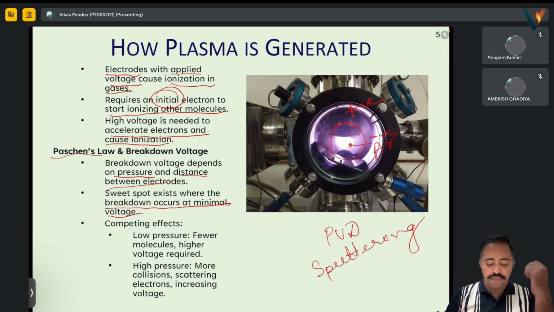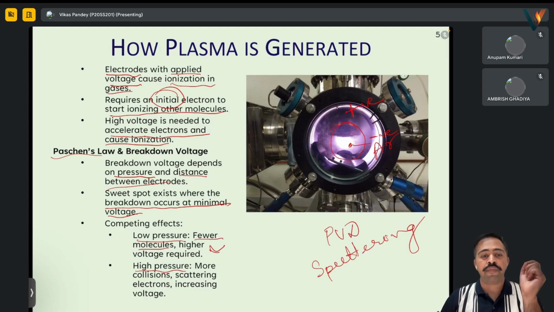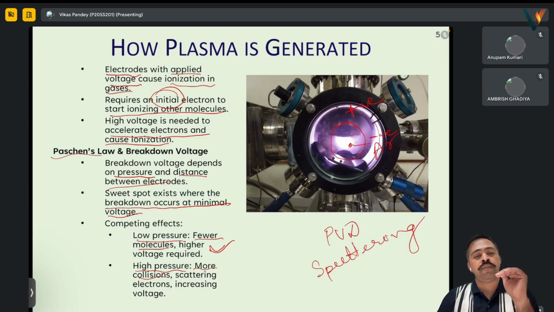So at low pressure, we will have fewer molecules, and higher voltage will be required. At high pressure, the opposite will occur: there will be more collisions and thus scattering. The mean free path will decrease, they will collide with each other, scattering of electrons will happen, and thus we will need more voltage to generate the plasma. That's why plasma generation is generally done at a lower pressure.